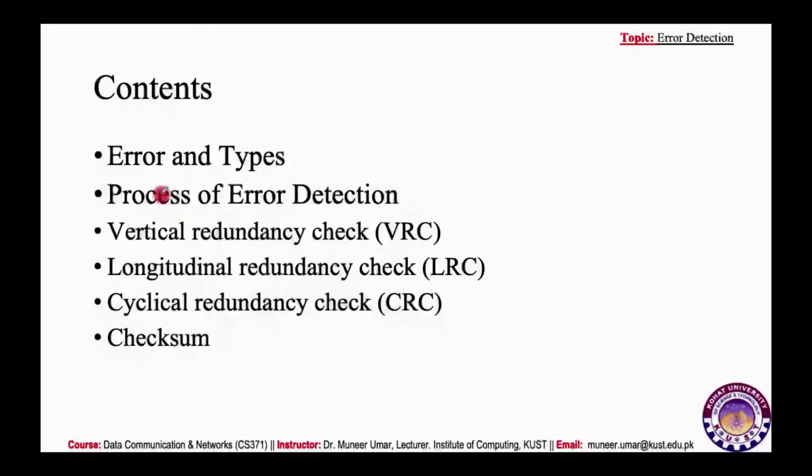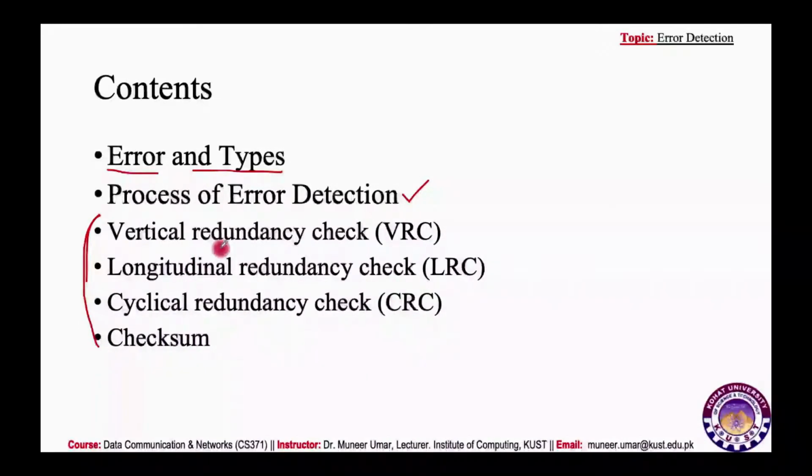These are the contents for our today's lecture. First, we will define the error and its types. In this lecture, we will define the two types of errors. Then we will discuss the process of error detection. We use redundant bits for the detection of errors. Then we have some methods for detecting errors.